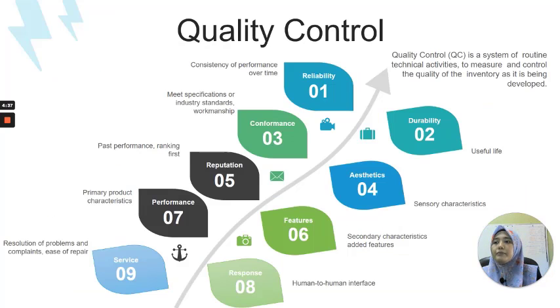Okay, kemudian kenapa perlu ada quality control? So quality control is a system of routine technical activities to measure and control the quality of the inventory as it is being developed. Okay, setiap hari kita akan tengok yang quality control itu perlulah untuk penambahbaikan. Okay, then it's an ongoing process. So it's a system of routine technical activities. Maknanya technical activities dia bukan imaginary ataupun sekadar cakap je, tak. Dia ada susunan bagaimana untuk kita menentukan kualiti tersebut.